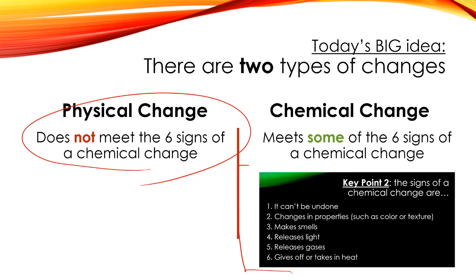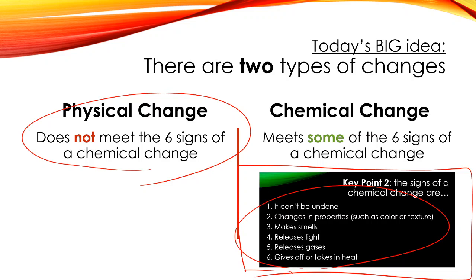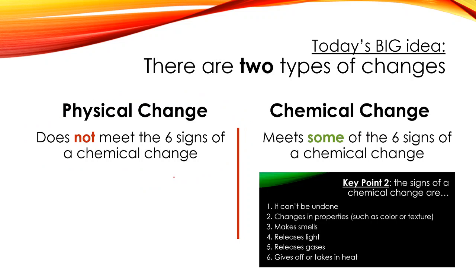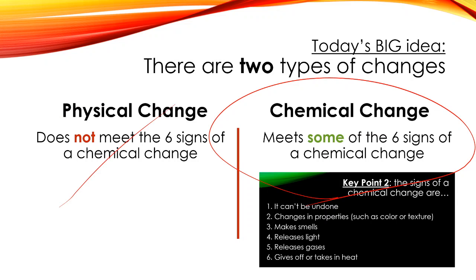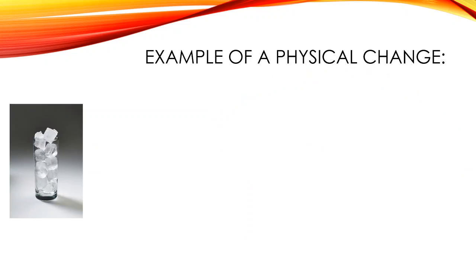Well, maybe you need to go back and rewatch lesson 9, because when we were talking about chemical changes the first time, we learned that there are these 6 signs of a chemical change. That it can't be undone, you have changes in properties like color or texture, it often makes smells, they often release light, they often release gases, and they might give off or take in heat. So those 6 signs are associated with a chemical change, but not a physical change.